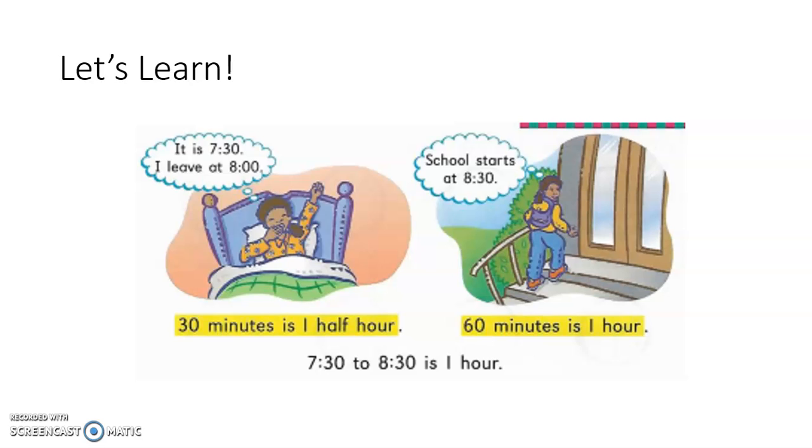The little girl in the next picture is shown walking up the steps to her school, and it says school starts at 8:30. From 8 o'clock, when she leaves her house, to 8:30, when she arrives at school, it is 30 minutes. 1/2 hour has passed. Now, if we add 30 minutes to 30 minutes, you get 1 hour. From 7:30 to 8:30 is 1 hour. So it took the little girl 1 hour to wake up, get ready, and get to school.